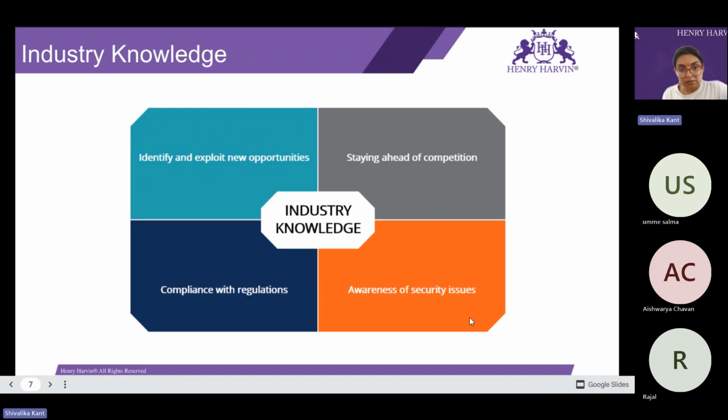So this image that you're seeing right now highlights that industry knowledge is not just about knowing what's happening in your industry, but also spotting opportunities, staying competitive, meeting regulatory requirements, and protecting against security risks. Together, the four areas create a holistic foundation for professionals like us, and for organizations also, to remain relevant, innovative, and trustworthy in their respective industries.